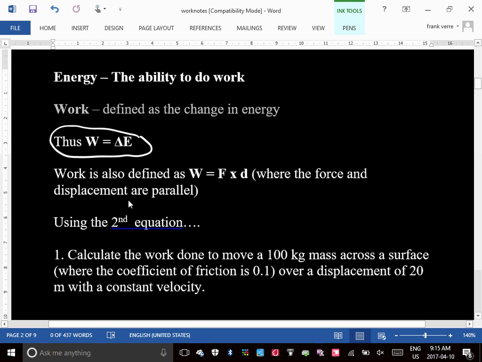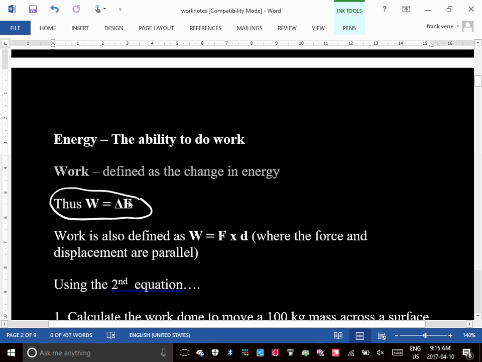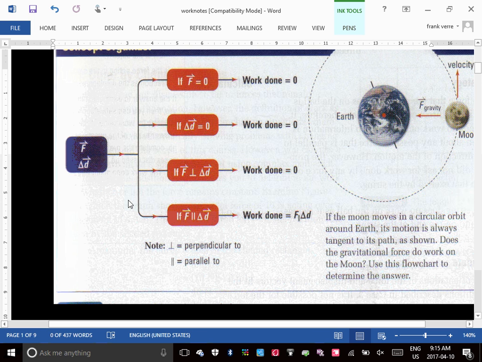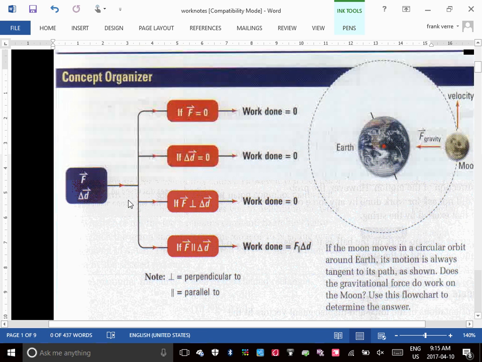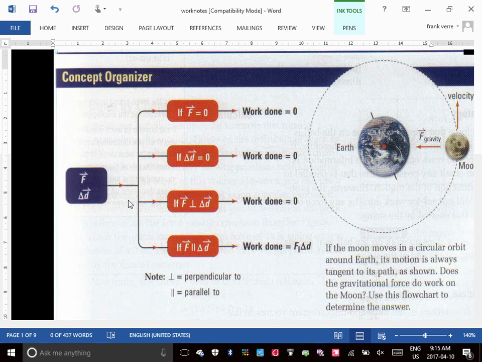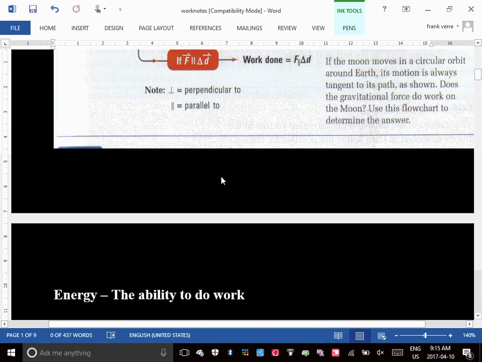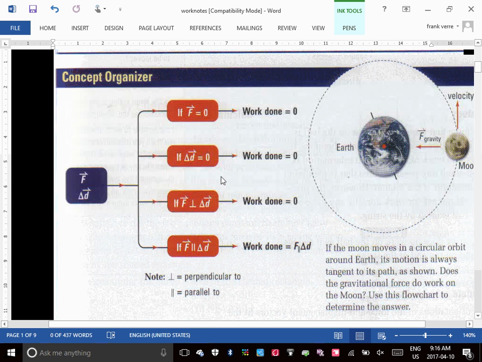We're going to talk about work today, but I want to point out something very fundamental that you need to understand. We're going to start with one equation of work, which is force times distance. But you need to understand that those two components have to be parallel to each other. So work is force times displacement, but they have to be parallel.